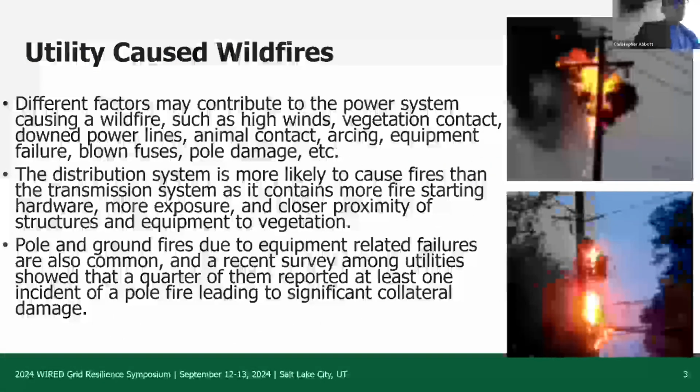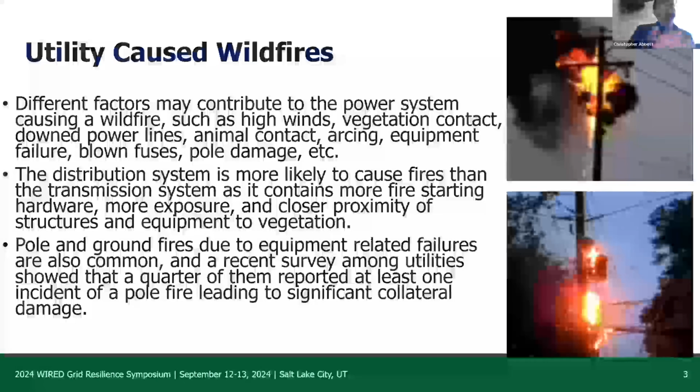So what are these utility-caused wildfires? Different factors contribute to a power grid causing a wildfire. For example, high winds, vegetation contact, downed power lines, animal contact, arcing, equipment failure, and also the protection devices like fuses and reclosers, which is the focus of my presentation. This is more likely to happen in the distribution power grid. Why? Because we have a closer proximity to the source of fire, which is vegetation, and more exposure. And pole and ground fires due to equipment-related failures are very common.